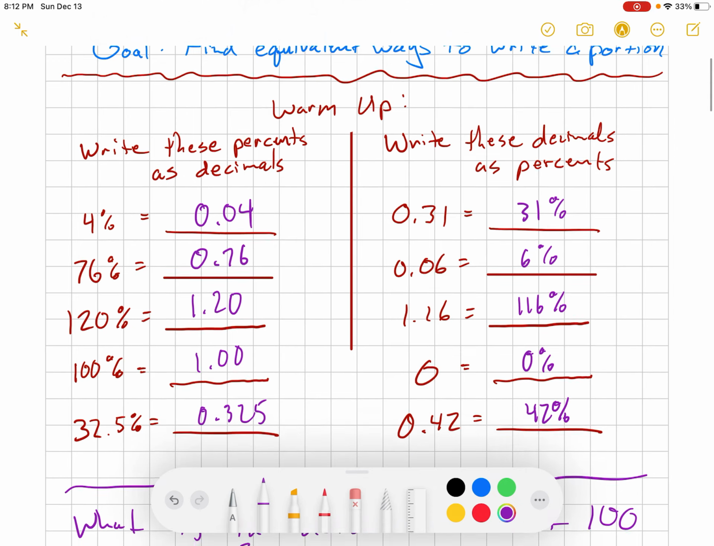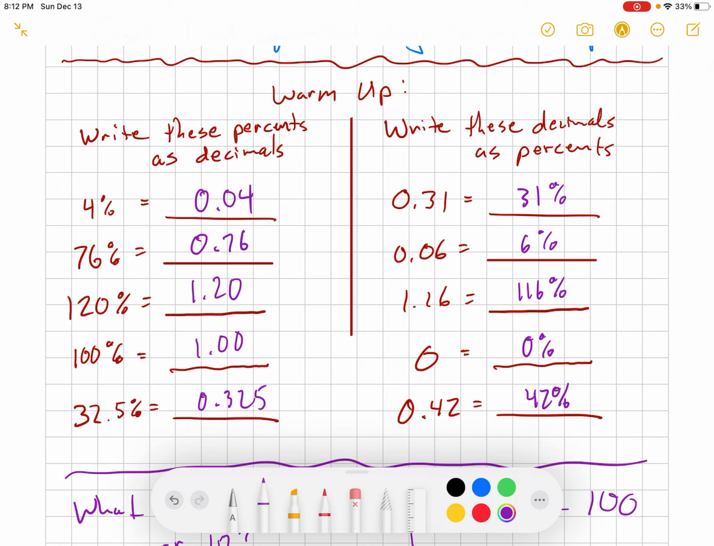Hopefully, you picked up on a pattern as you did this, that when you move percents to decimals on the left side, you're just moving the decimal place two spots to the left, right? So the decimal place was here. 1, 2 to get 0.76, right? Same thing with the 32.5. We moved it 2 over. And we do the reverse when we move a decimal to a percent, right? 0.31, 1, 2, moving the decimal two places.